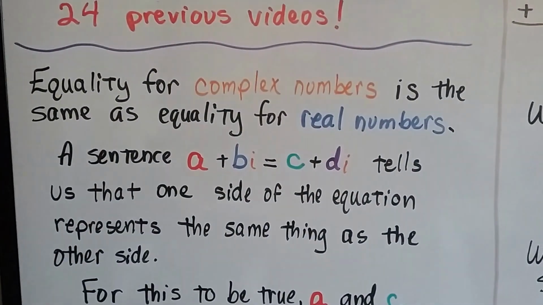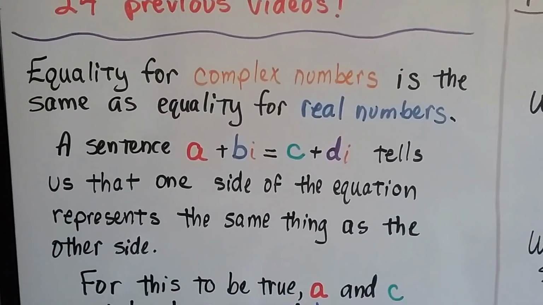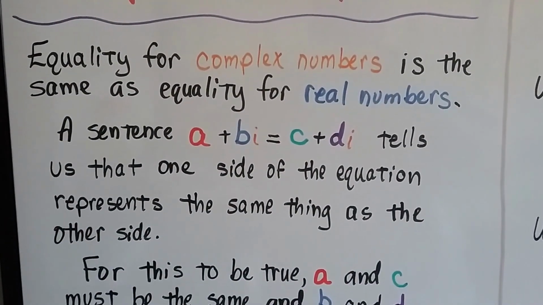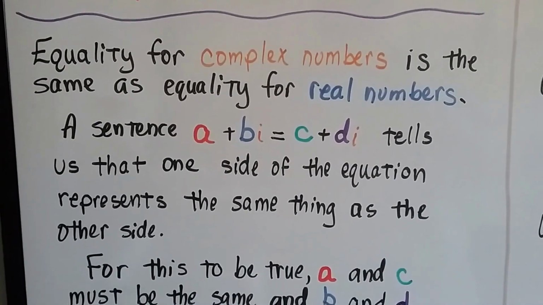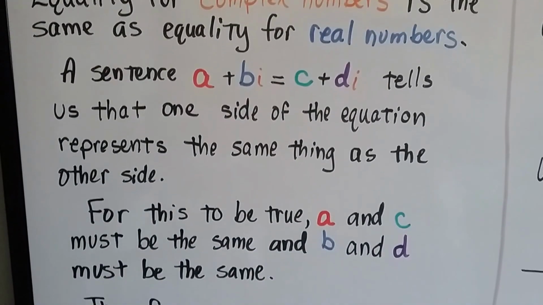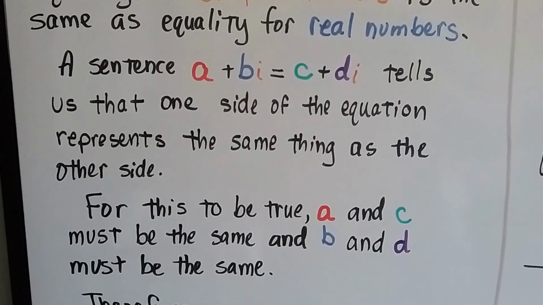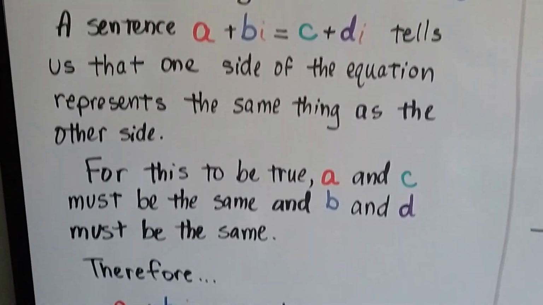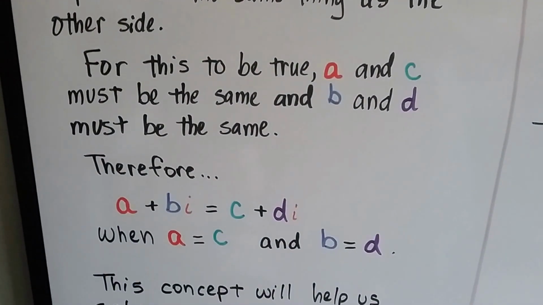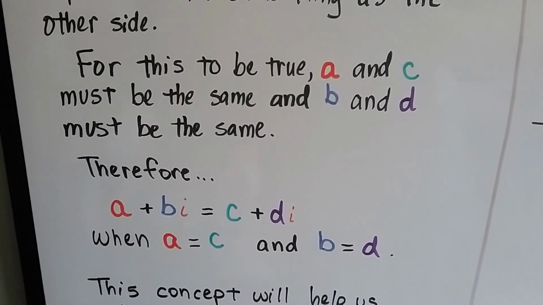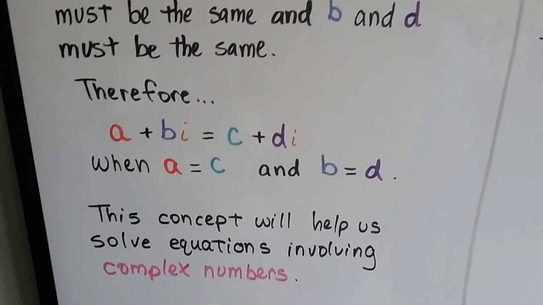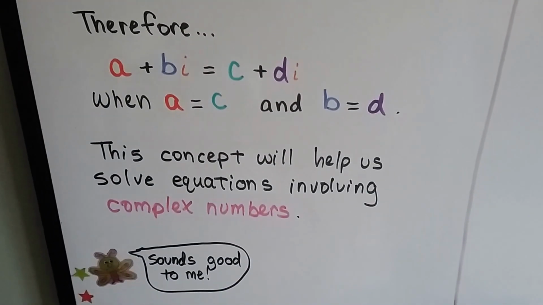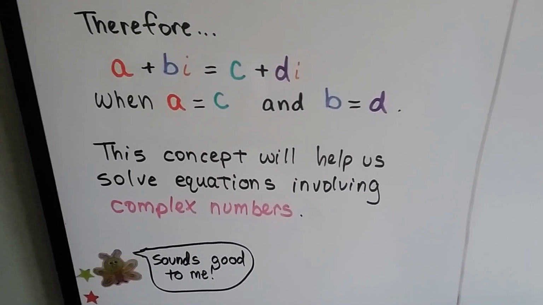Equality for complex numbers is the same as equality for real numbers. A sentence a plus bi equals c plus di tells us that one side of the equation represents the same thing as the other side. And for this to be true, a and c must be the same, and b and d must be the same. So a plus bi equals c plus di means when a equals c and b equals d. And this concept will help us solve equations involving complex numbers.